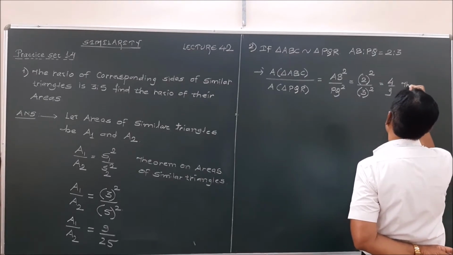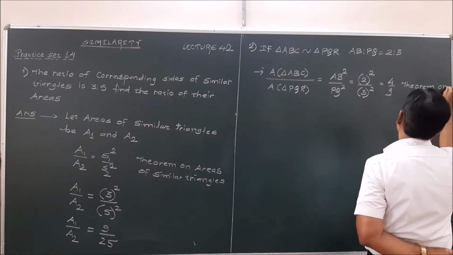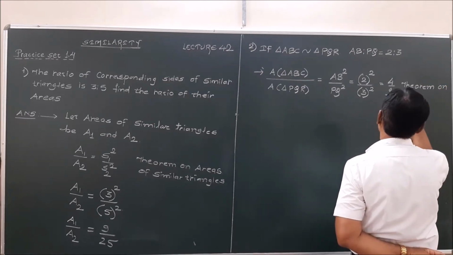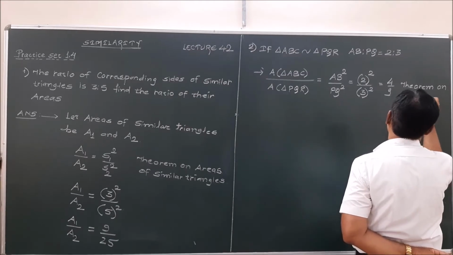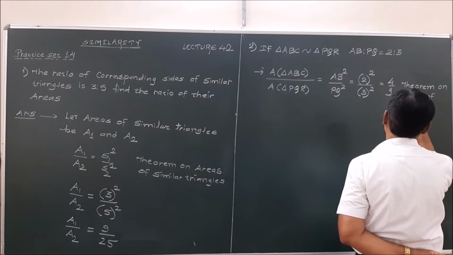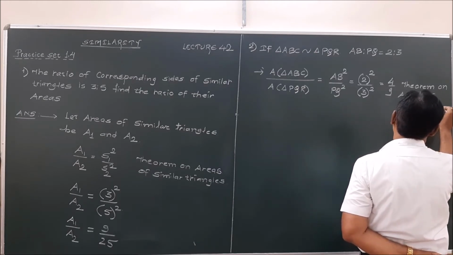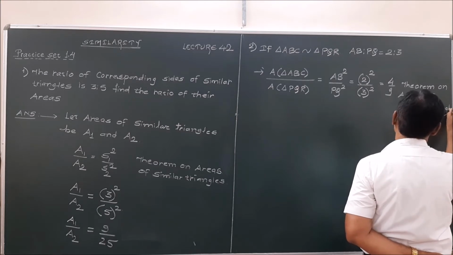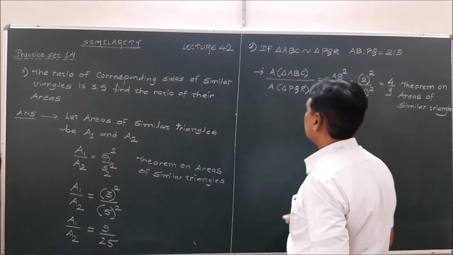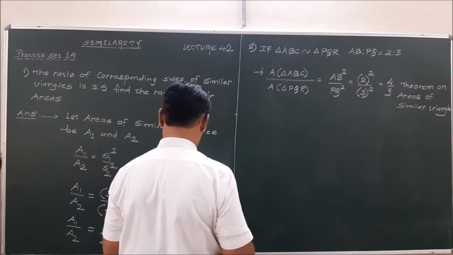Okay, so theorem on areas of similar triangles. This is second. Third one.